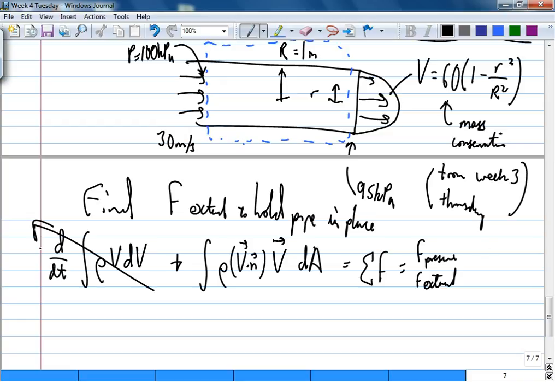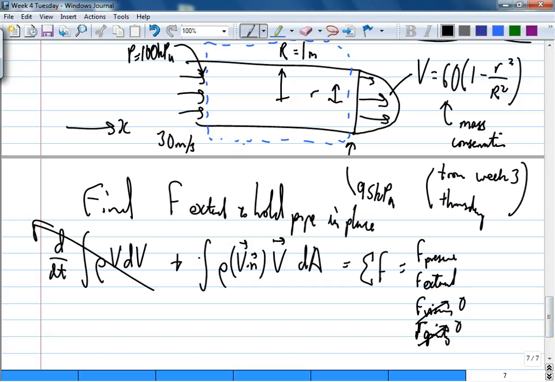Here everything is in the x direction only, so this is the x equation. F pressure, F external, F viscous, F gravity. This one is 0, this one is 0. In x, gravity, assume it's downwards. Viscous force for now we can ignore.